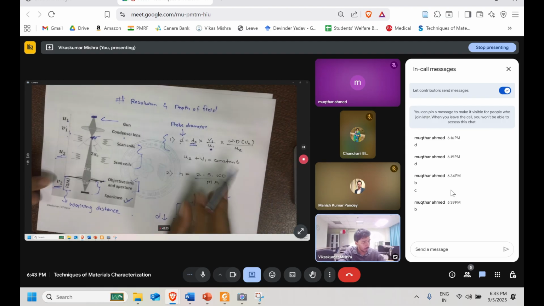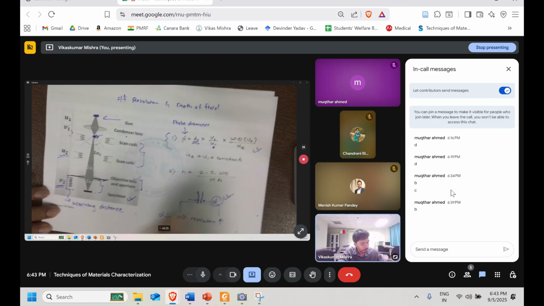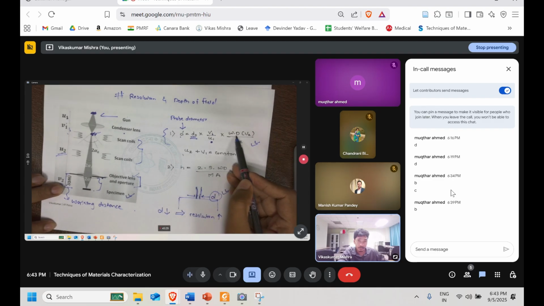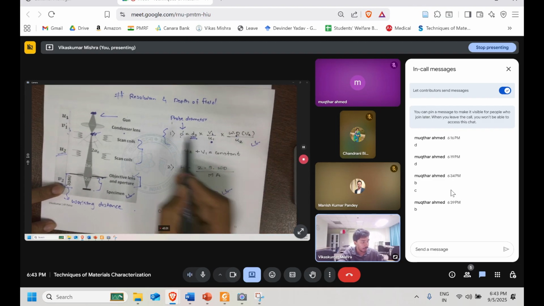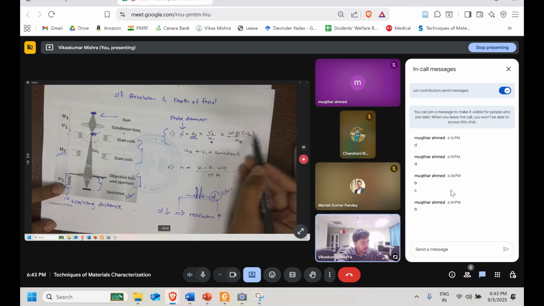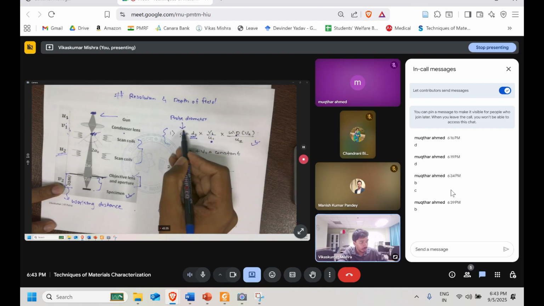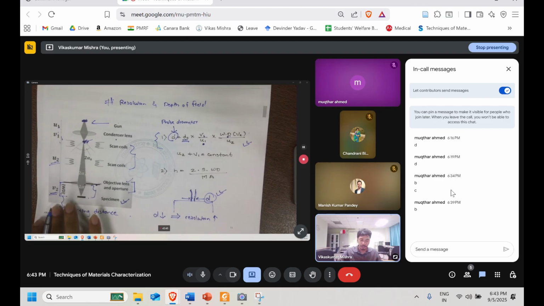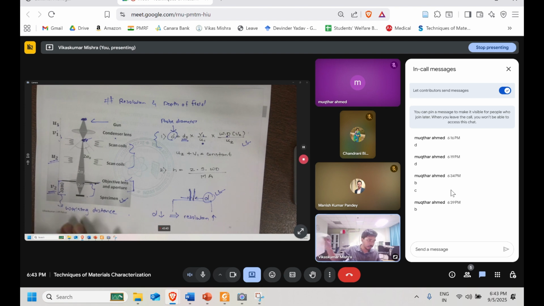Now consider this formula. What will happen if I decrease the working distance? If the working distance is decreasing, then D will also decrease. The probe size will decrease. What do I mean by decreasing the working distance?